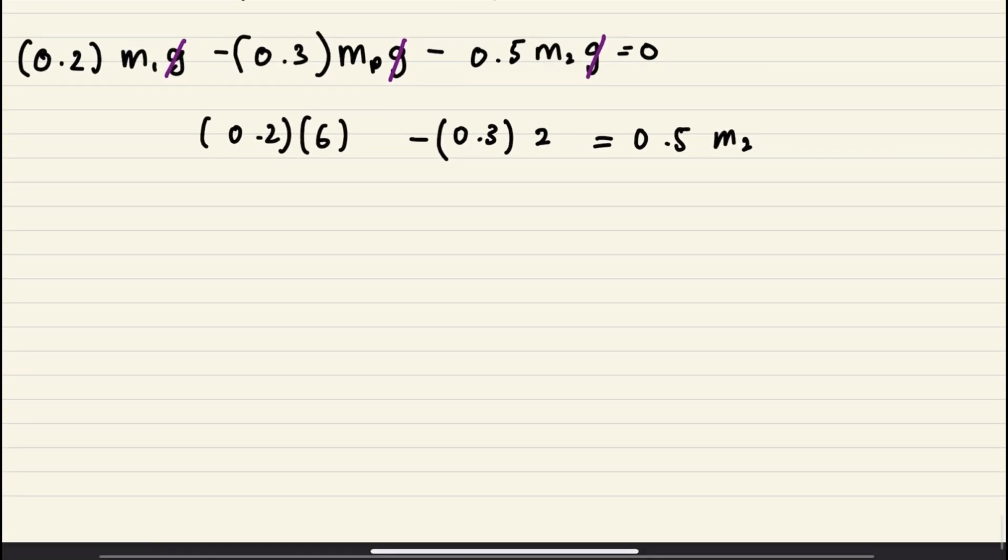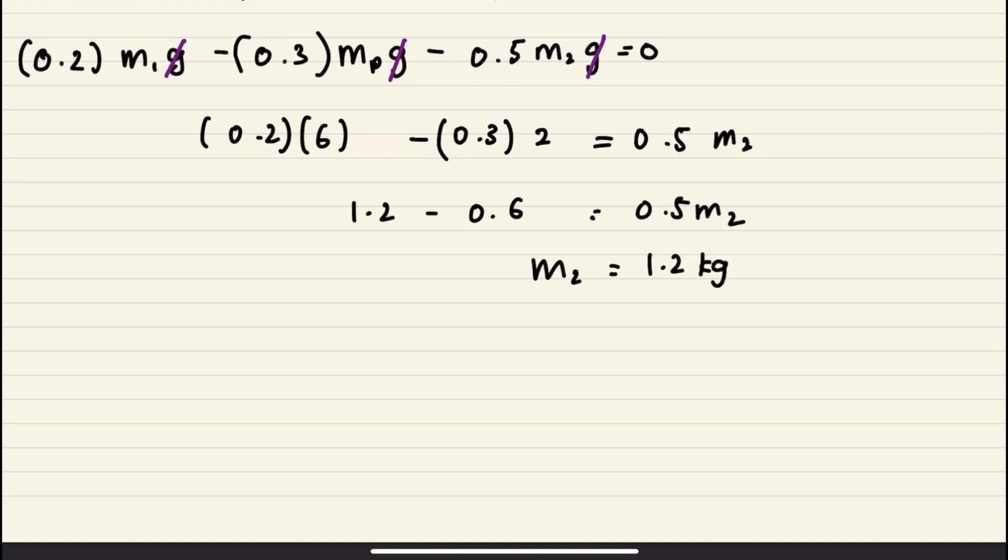Now 0.2 times 6 is basically 1.2. Just double check. That's 1.2 minus 0.6 equals 0.5 m2. 1.2 minus 0.6 is equal to 0.6. So that one would be 1.2. I just double check using calculator. Yes, mass 2 is equal to 1.2 kilogram. So this is the answer.